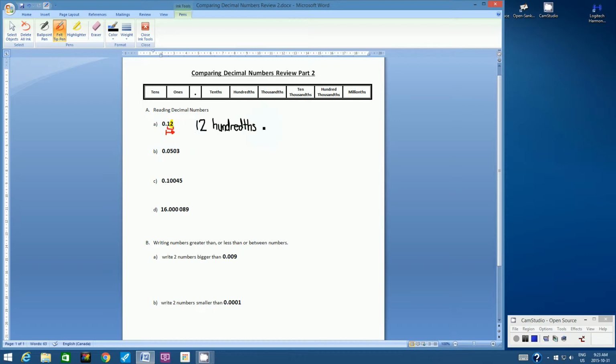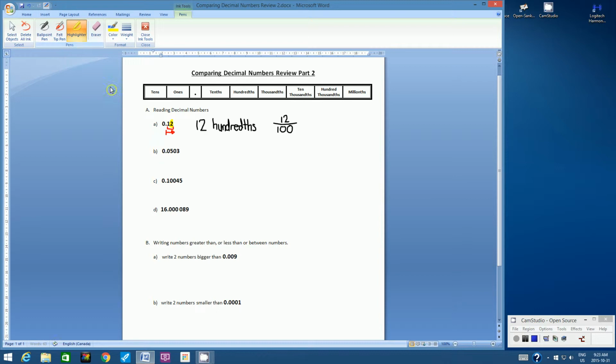Okay, so what if we were to write this number as a fraction? Well, that's pretty easy. What we do again is read that number after the decimal place, and that becomes the numerator. So in this case, the numerator is going to be 12, and then the denominator is simply going to be the place value column that the last number is in. In other words, it's going to be hundredths. So 12 hundredths written as a fraction would look like 12 over 100. Okay? All right, let's go through the steps in question B.